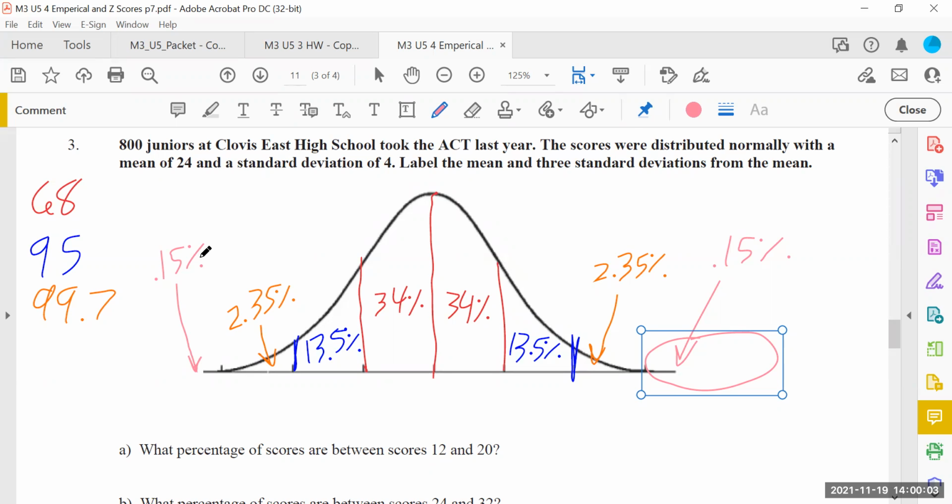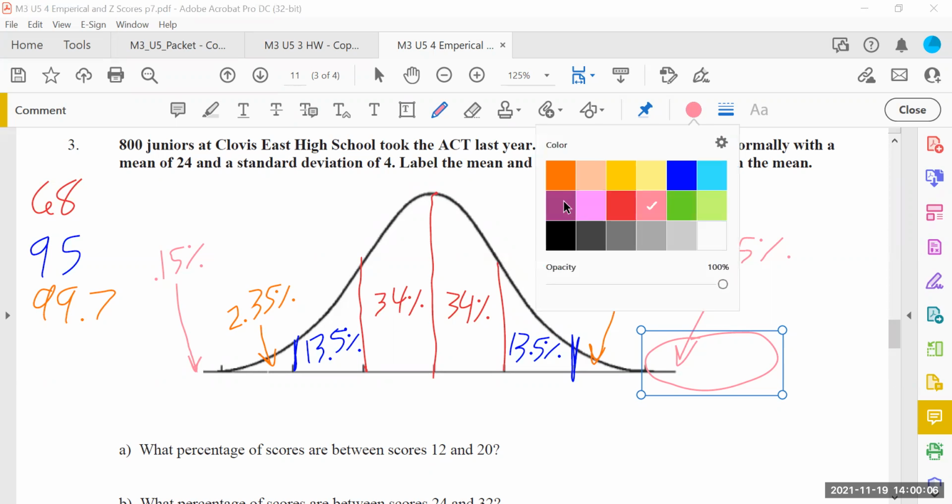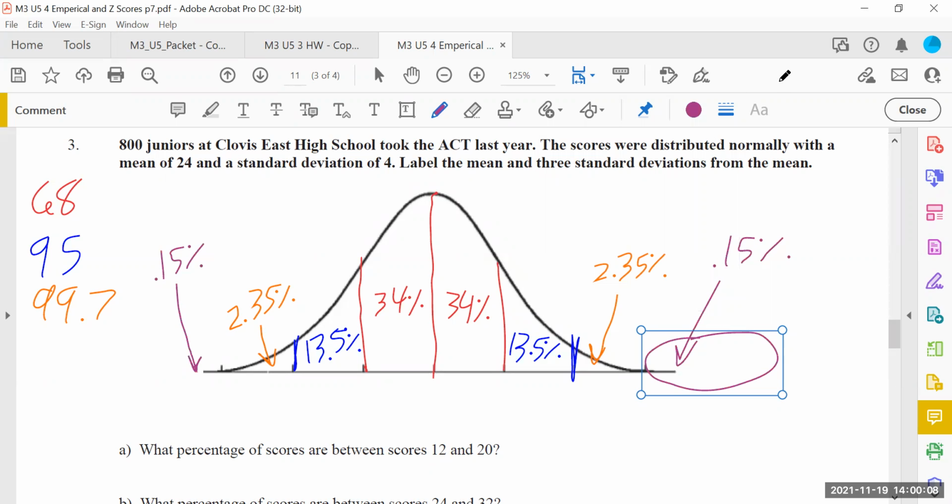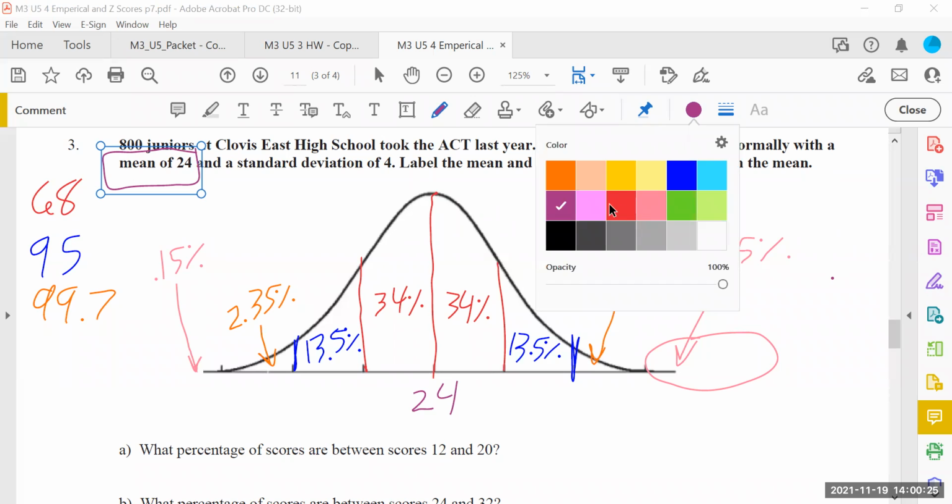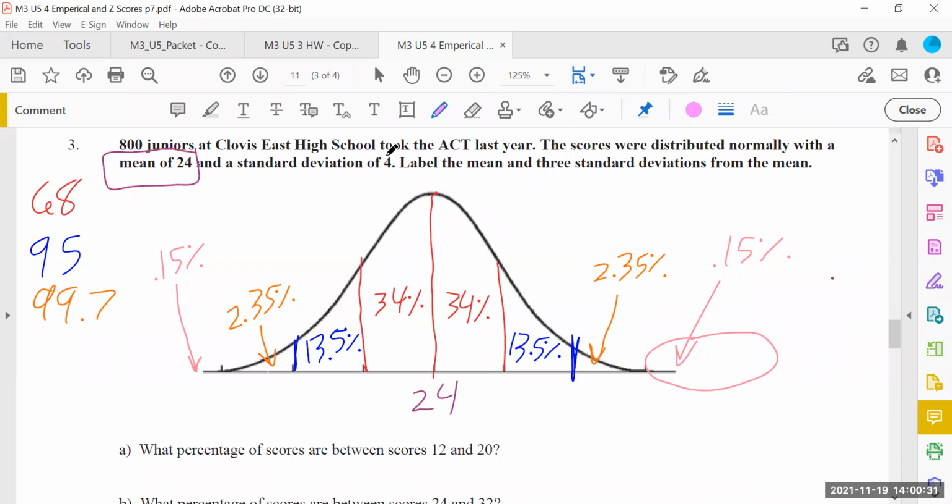Now, those numbers don't change. The ones that change are the bottom numbers, which are the labels for each of those dividers. The mean goes in the middle. So they tell us the mean is 24 this time. So that goes here, 24. And then we count up by standard deviations. The standard deviation of 4 means I'm going to count up by 4.